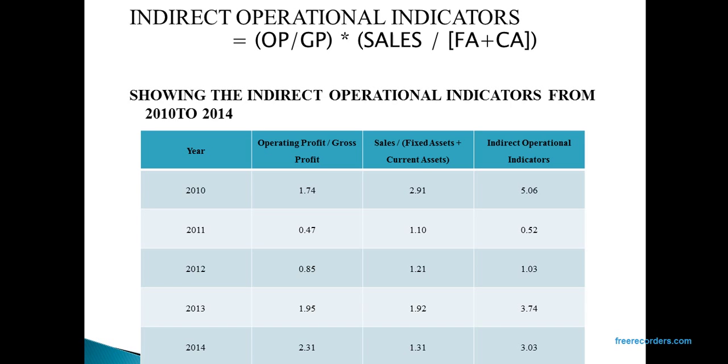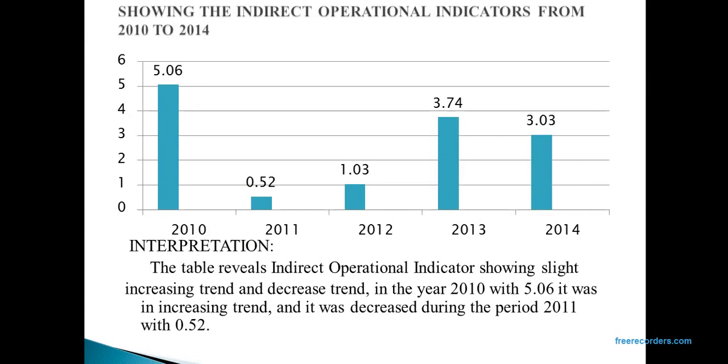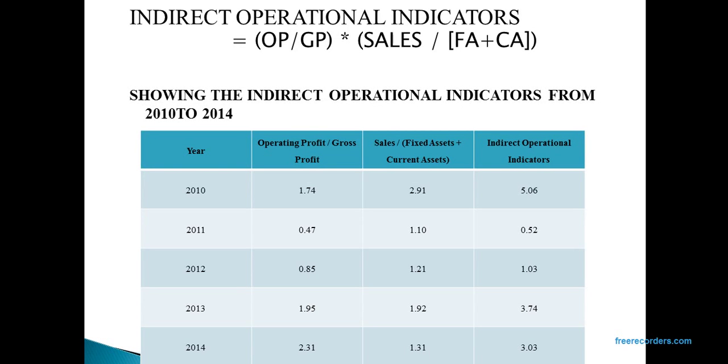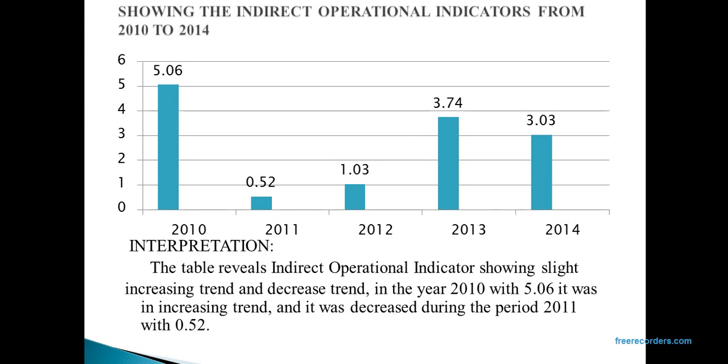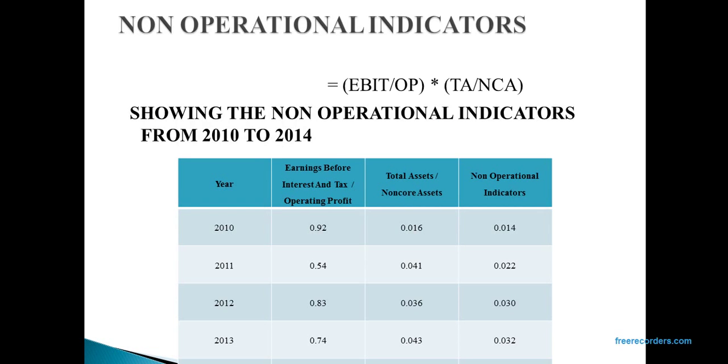Indirect operational indicators: operational profit by gross profit, sales by fixed asset, and cost of asset. Interpretation. The table reveals indirect operational indicators showing a slight increasing trend and a decreased trend in the year 2010 with 5.06. It was in an increasing trend and it was decreased during the period 2011 with 0.52.